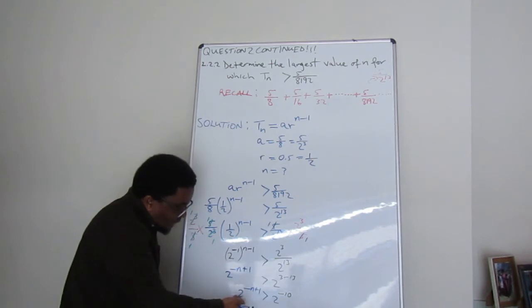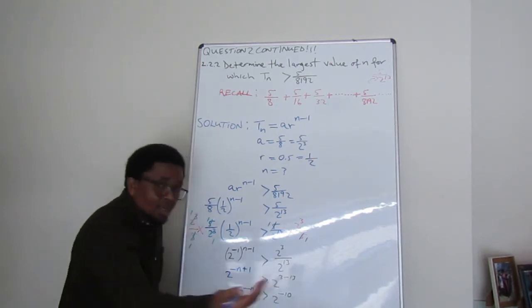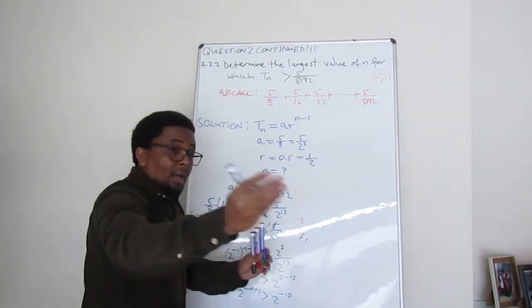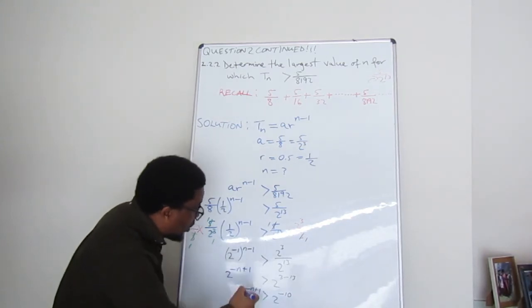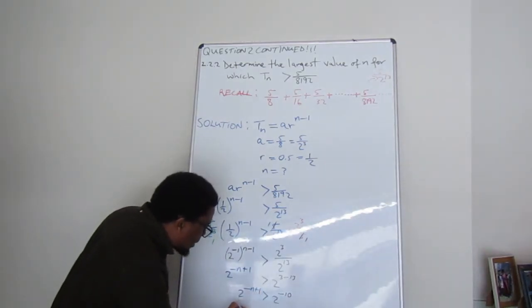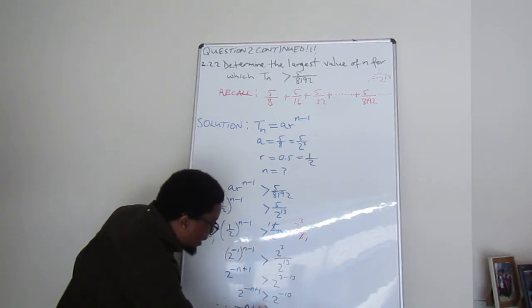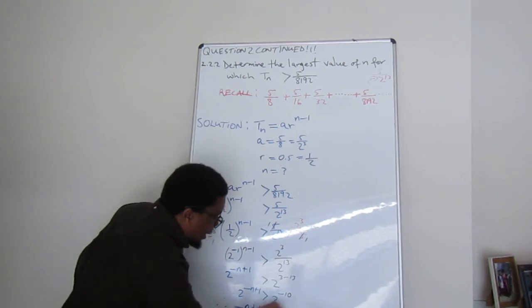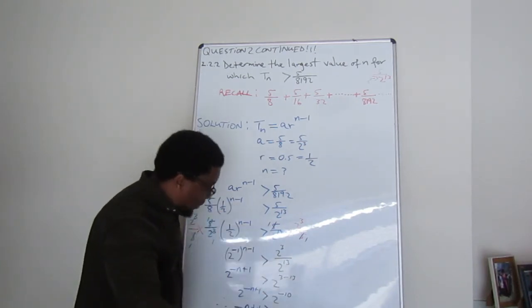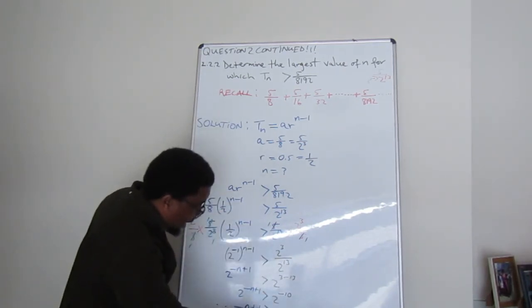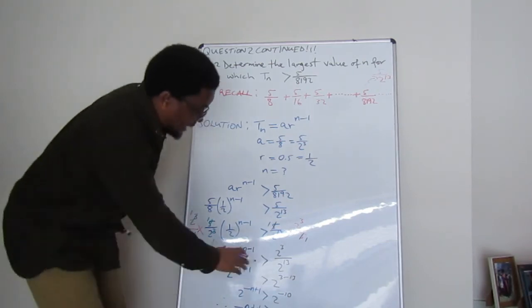Now, if I've got the same base, then I leave the bases, and I only take the what? The exponents. Therefore, this will be minus n plus 1 is greater than the exponent there, minus 10. I have dropped the bases. So it's minus n plus 1 greater than minus 10.